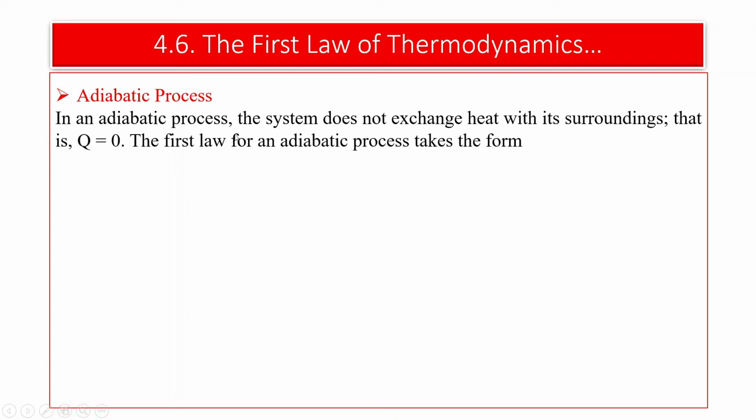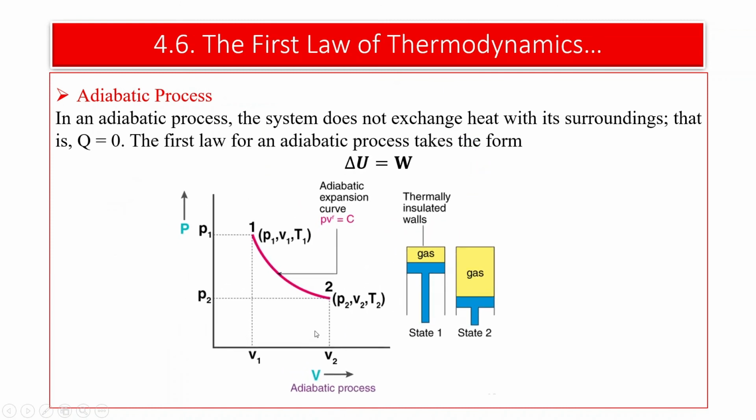In an adiabatic process, the system does not exchange heat with its surroundings, that is Q is equal to 0. So the first law for an adiabatic process takes this form: the work will be equal to the change in internal energy of the system, because the Q value is 0. You can take this as an example. There is a pressure versus volume graph. This is a thermodynamic path. This is state 1 and this is another state 2. Here we have P1, V1, T1. Here we have P2, V2 and T2.